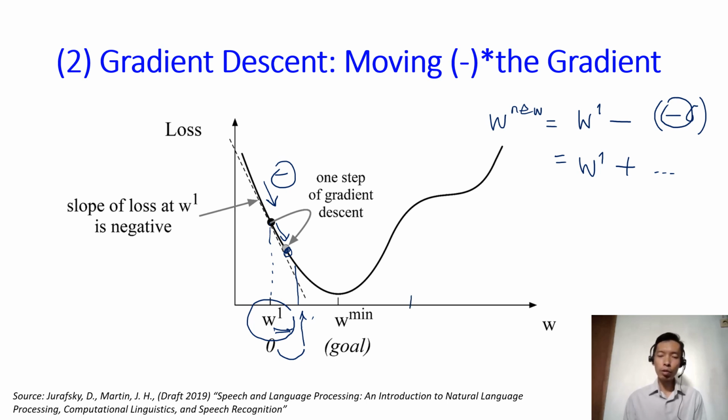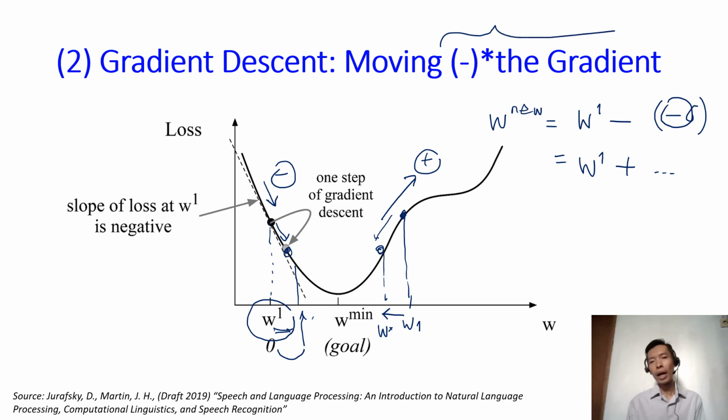Suppose our W1 is here. This is the loss function value. We check the gradient, it is positive. We will improve this W negative to the gradient. So we will reduce the value of W by the gradient, and suppose the new value is here. You can see that the loss function goes down. So we are going to move according to minus times the gradient.